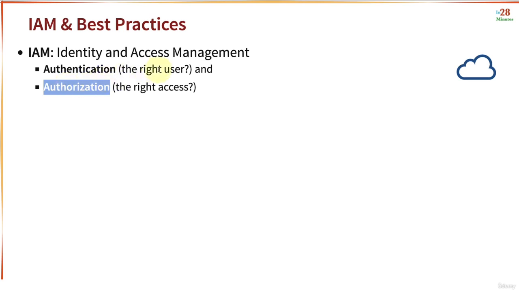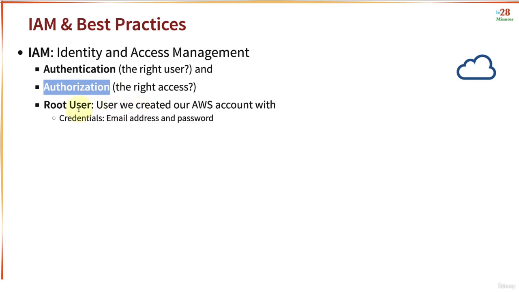Authentication is: is it the right user? Authorization is: does the user have the right access? In the previous step, we created our AWS account. And while creating our AWS account, we created a root user. The root user credentials are the email address which we used to create the AWS account and the password which we assigned to it while we were creating the account.